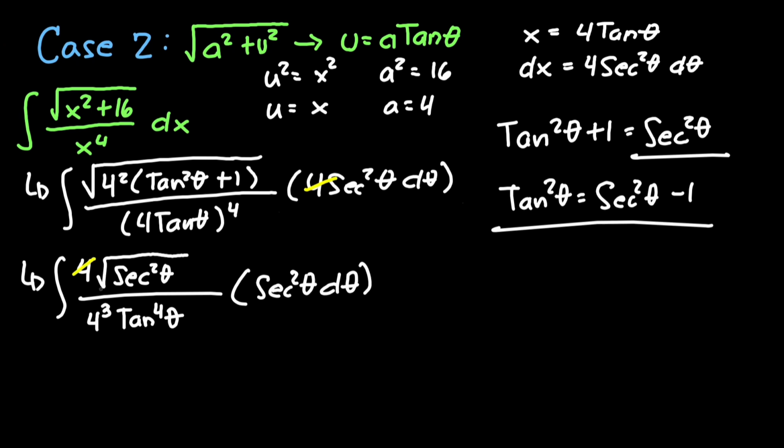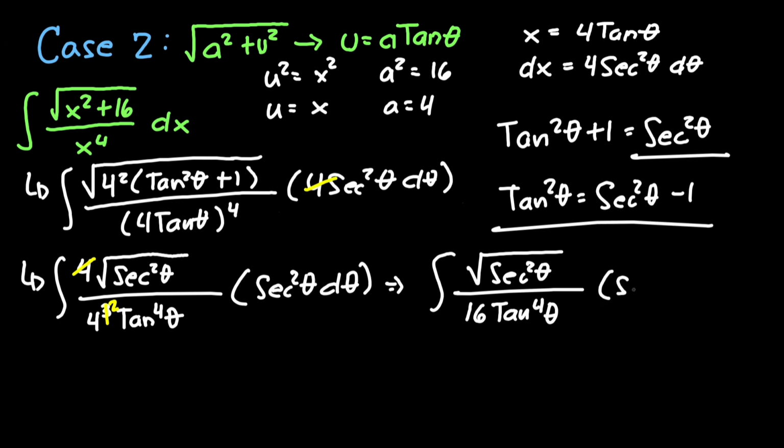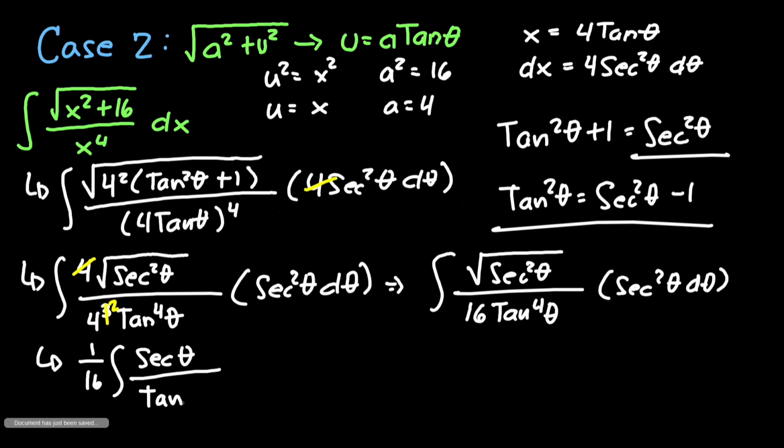Now simplify this. This 4 here would cancel each other out, so this would be 4 squared. This would be the integral of the square root of secant squared of theta over 4 squared, which is 16, tangent 4 of theta. And now put the constant outside the integral, so this would be 1 over 16, the integral of the square root of secant, which is secant, over tangent raised to the power 4 of theta, and multiplying secant squared of theta by secant of theta, this would be secant cubed of theta d theta.